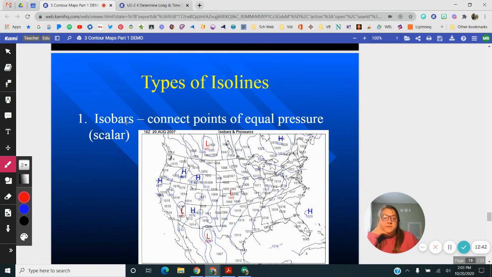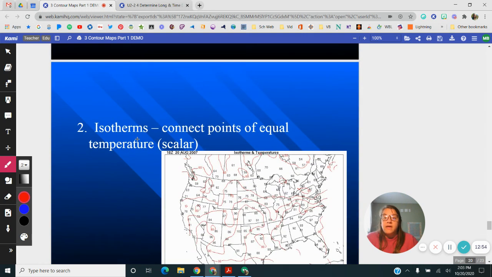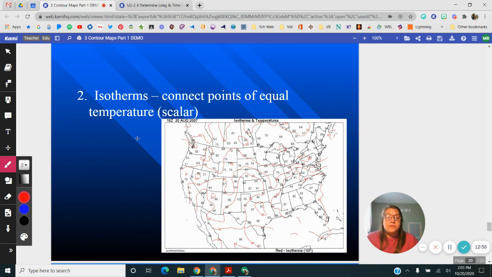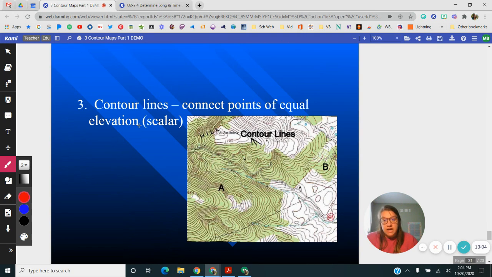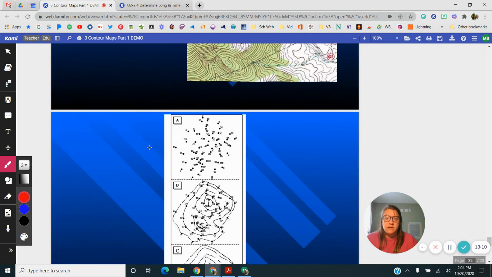There's a couple types of isolines that we're going to cover. You have isobars that connect points of equal pressure, because a barometer measures pressure. So isobars. Isotherms, because a thermometer measures temperature. That's going to connect points of equal temperature. Isotherms. And then you have contour lines. These are your isolines that have to do with equal elevation.